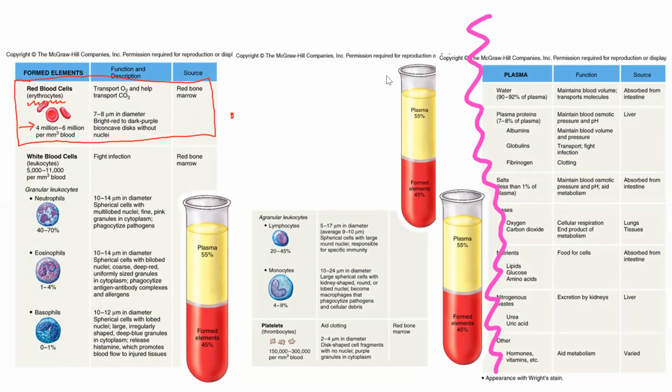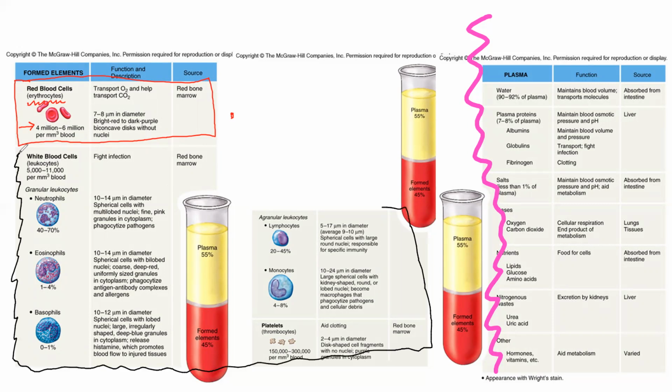Next, there are white blood cells, and I do have a white pen, but it's not going to show through, so I'll do a black pen. White blood cells encompass this column as well as the middle portion. So it's separated into 2 types. The first type are granular leukocytes, which are these ones. And the second type are agranular leukocytes, which are these ones.